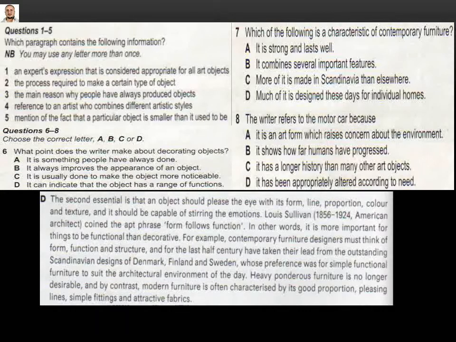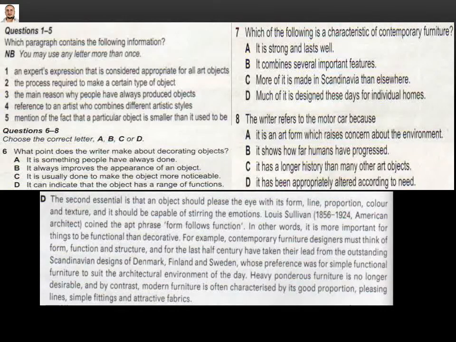Contemporary furniture designers must think of form, function, and structure, and for the last half century have taken their lead from the outstanding Scandinavian designs of Denmark, Finland, and Sweden, whose preference was for simple functional furniture to suit the architectural environment of the day. Heavy, ponderous furniture is no longer desirable, and by contrast, modern furniture is often characterized by its good proportion, pleasing lines, simple fittings, and attractive fabrics.